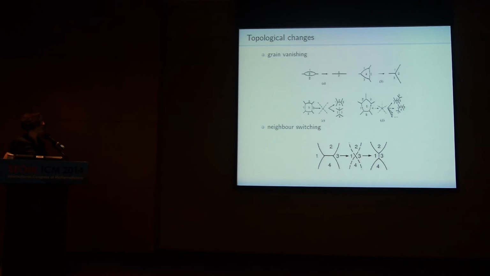The first is grain vanishing. So you can have grains with less than 6 edges vanishing. The typical case is this one, this 3. So here you have a small grain. It shrinks to a point, and at this instant, all of the 3 neighboring grains lose an edge. In the other case, it's a bit more complicated, but don't worry about it. So we can lose edges.